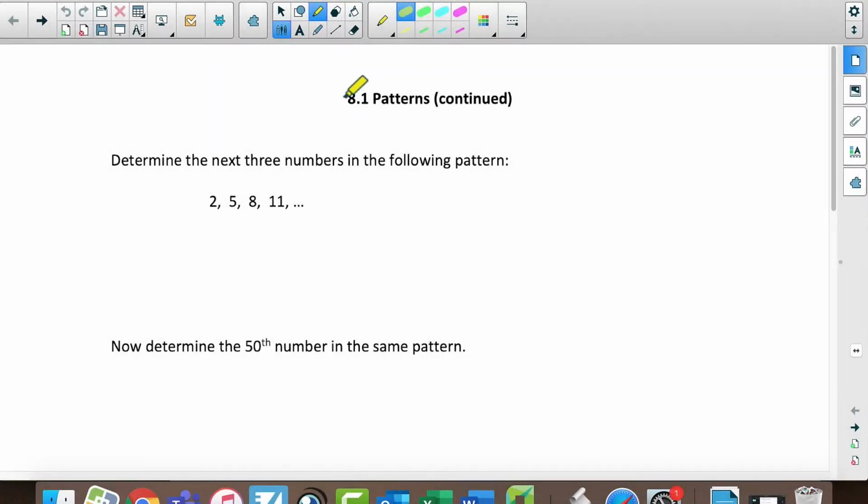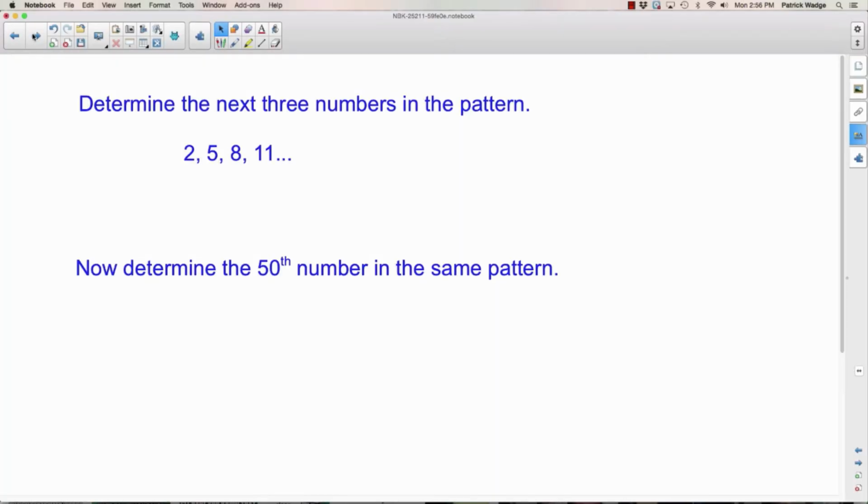Alright, we're going to continue on with patterns today. We're going to look at some more difficult patterns. So it's going to start with the same sort of patterns that we did last time, and then we're going to get to some more difficult ones where we're asking for the 50th number or the 100th number or something like that. It says, this is like we did last day, determine the next three numbers in the pattern.